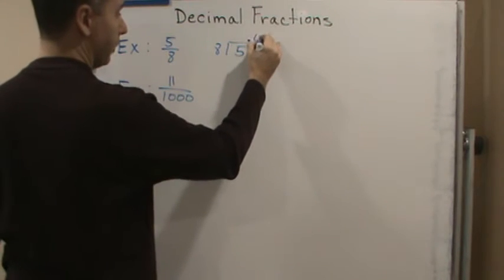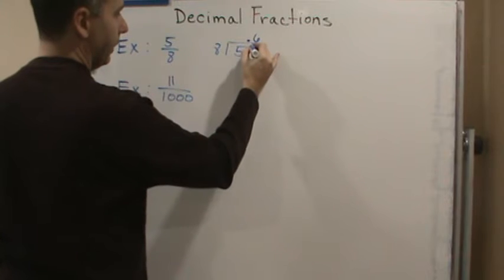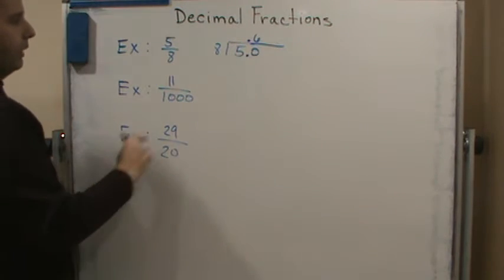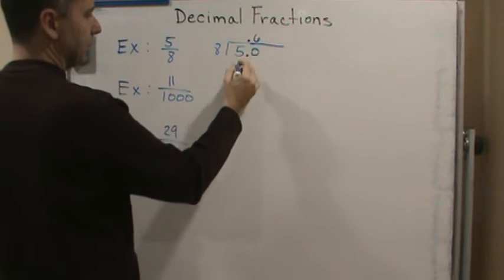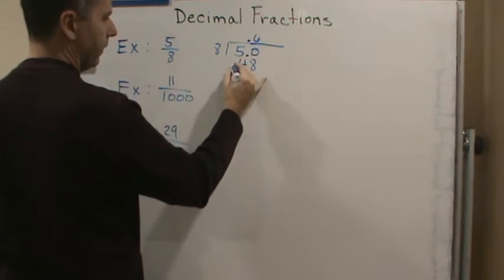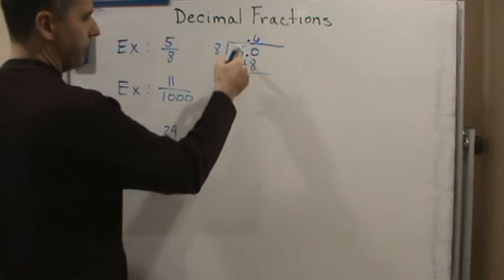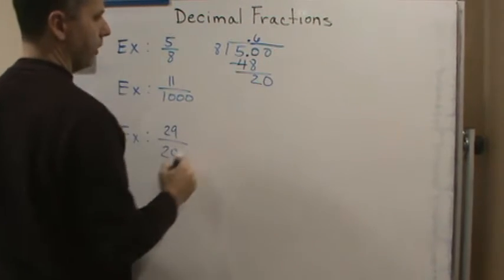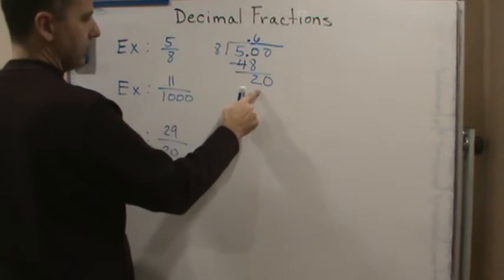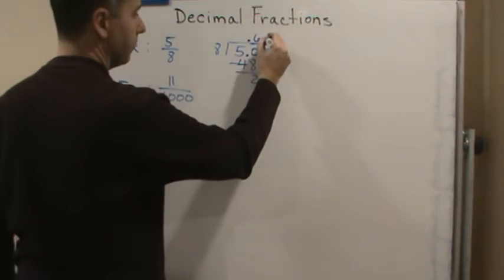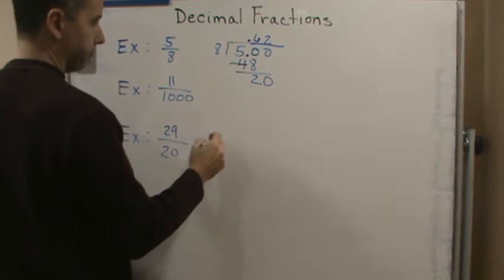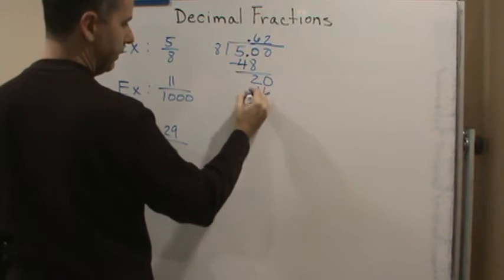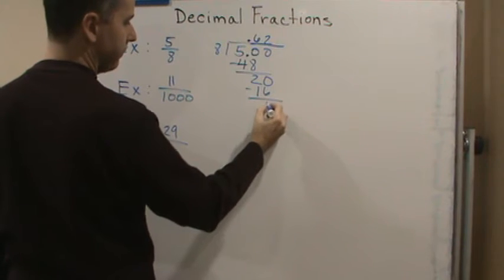6 times. So I'm going to put my 6 above the 0, and I'm going to expand this out. And so now 8 times 6 is 48, right? And so now 50 minus 48 is 2. And I'm going to drop another 0. And then 8 goes into 20 2 times, right? And so again, 2 times 8 is 16. Subtract the 16 and I get 4.